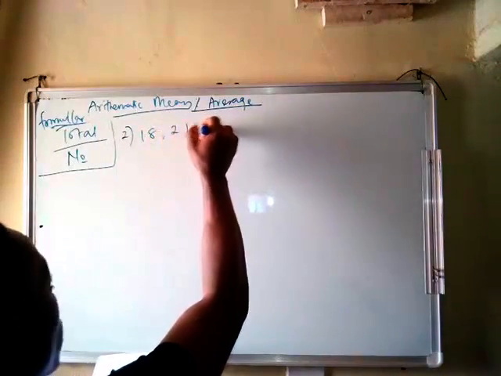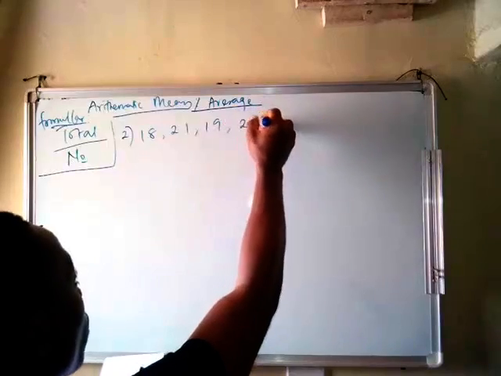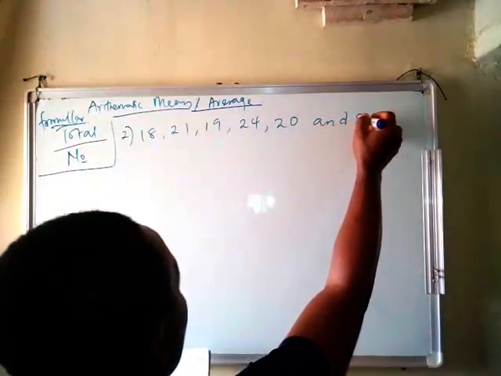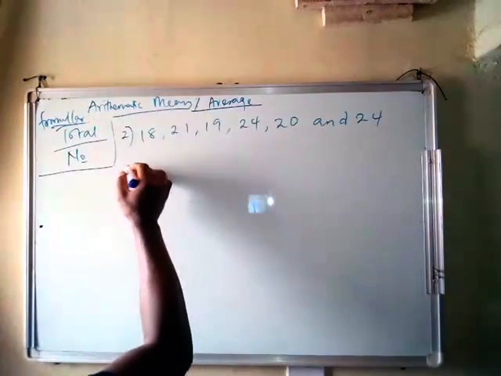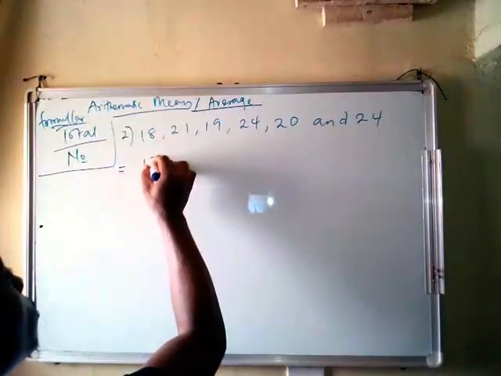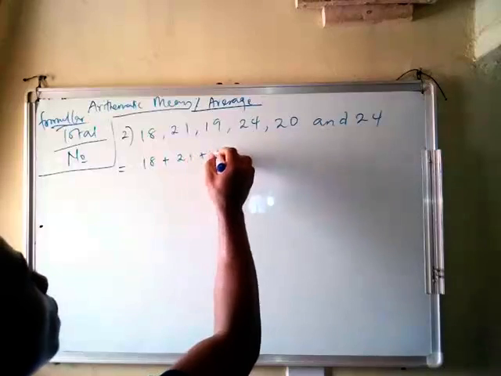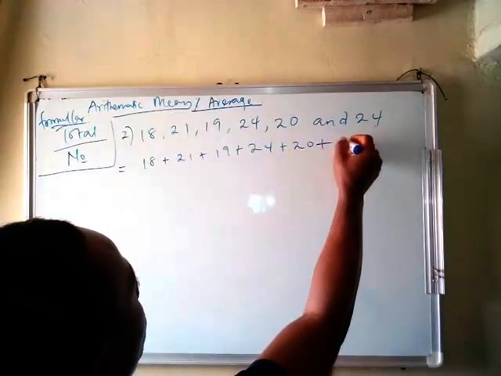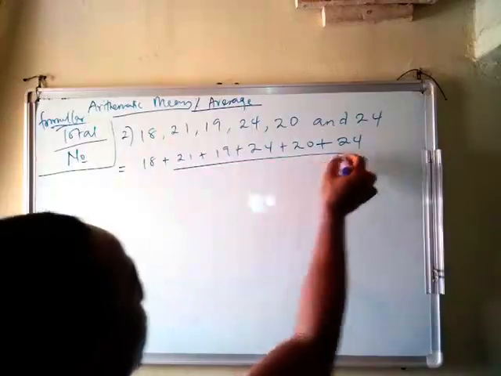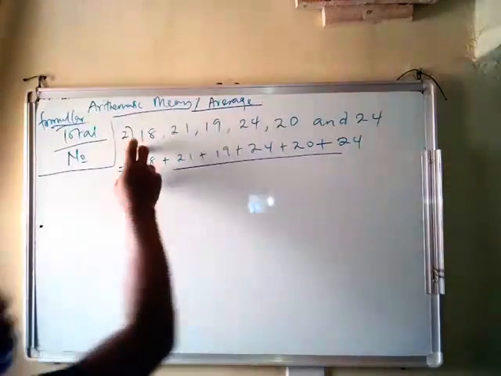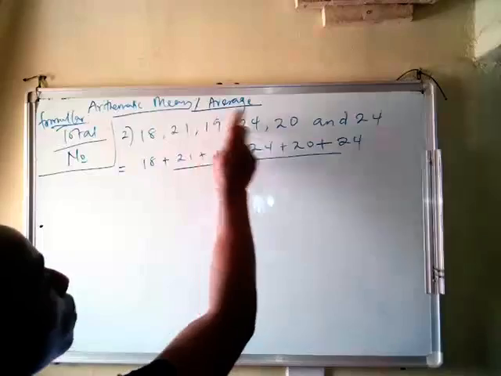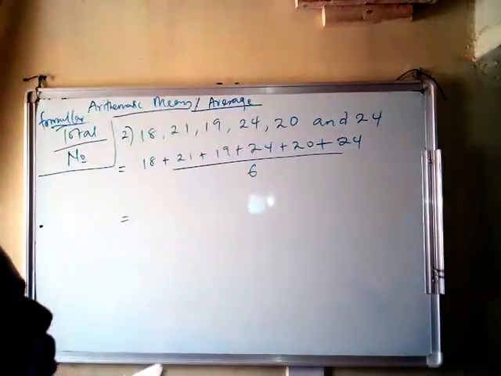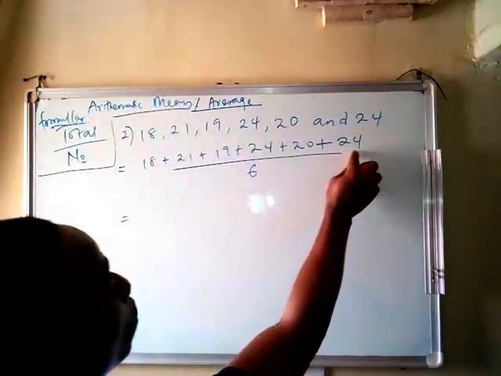Alright, so for number 2, we are having figures like 18, 21, 19, 24, 20, and I think another 24. So it doesn't matter if the numbers duplicate. So as usual, we're going to place them as if we are adding all of them. And how many are they? If you can count, you're having 18, 21, that's 2, 3, 4, 5, and 6.